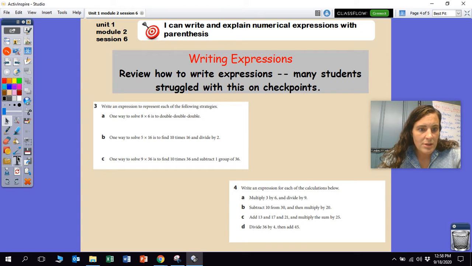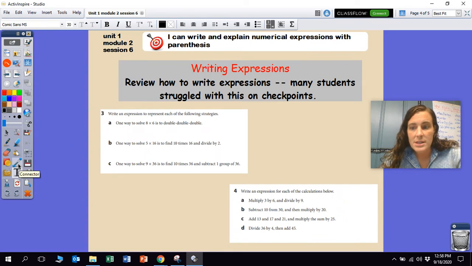So when we are thinking about this first one, one way to solve 8 times 6 is to use double, double, double. I know you guys learned this in 4th grade because back when I taught 4th grade, we always had such a laugh about this strategy. It was always so funny to us, the double, double, double.